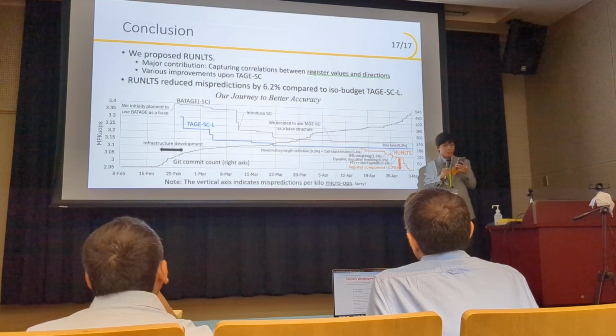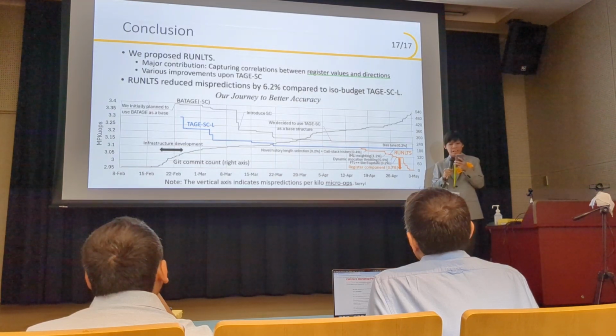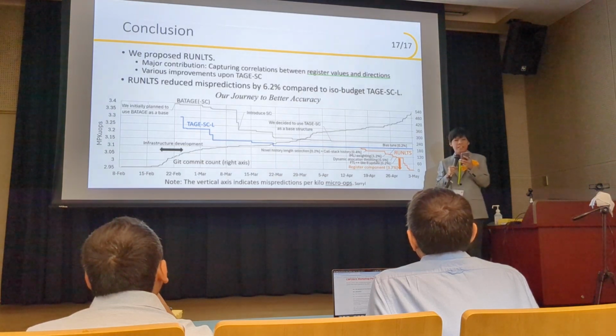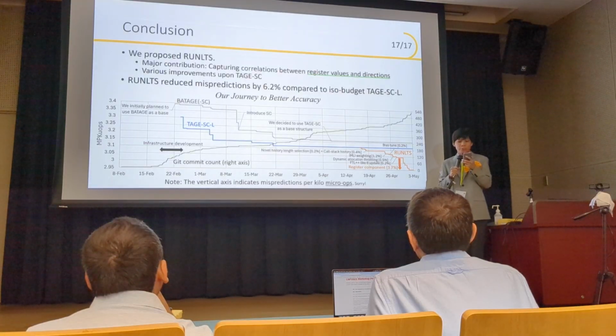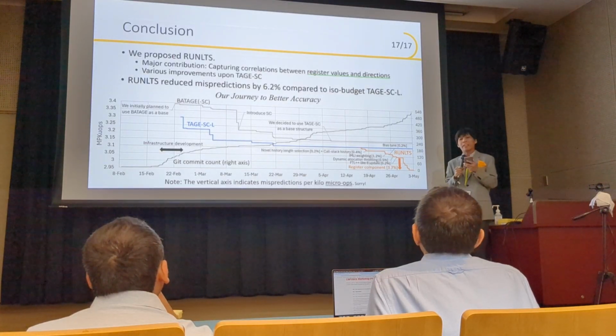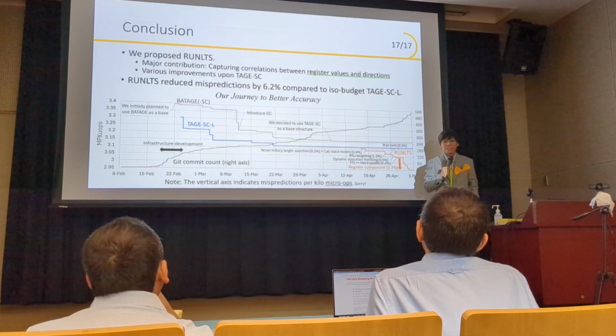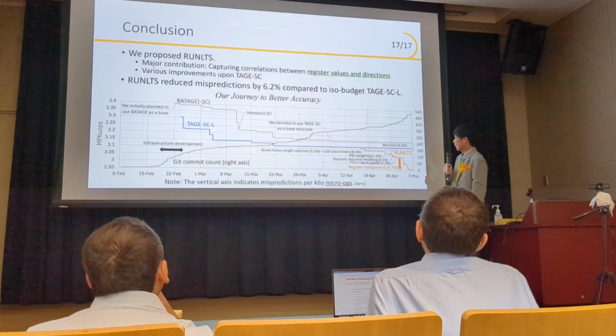So this chart shows our journey. We initially planned to use BATAGE as a base predictor, but TAGE still proved to be superior. And in the last 2 weeks, we implemented RUNLTS. Actually, we introduced the register value component in the last 3 days. Thank you.